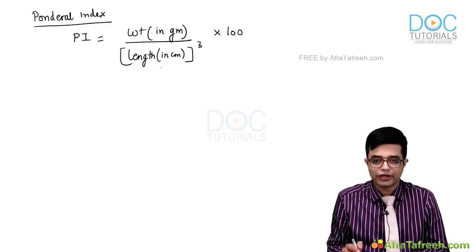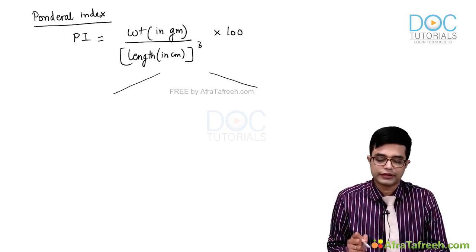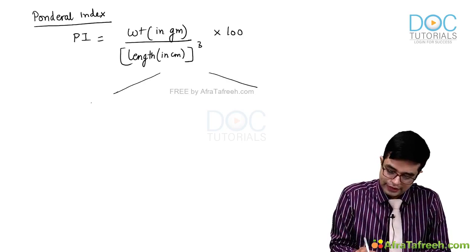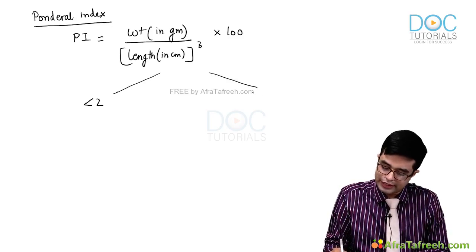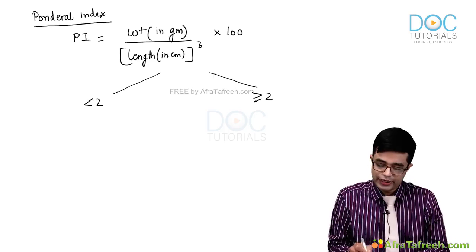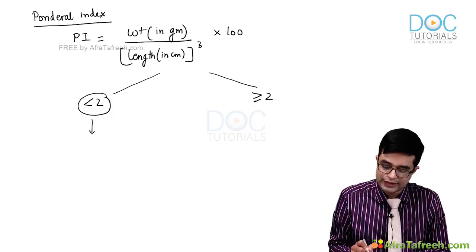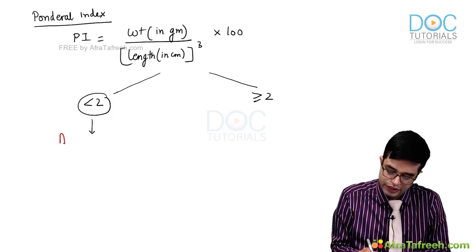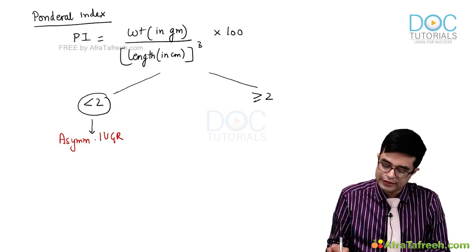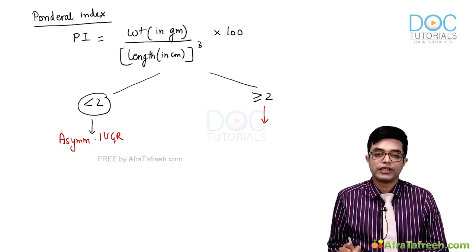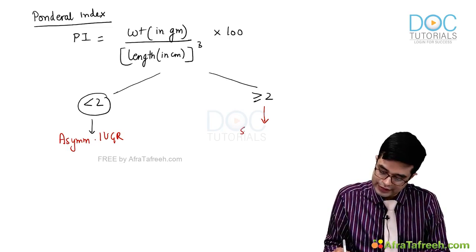When you calculate ponderal index, there can be two possibilities. Ponderal index is less than 2, and ponderal index is equal to or more than 2. If it is less than 2, this is seen in patients with asymmetrical IUGR. Whereas ponderal index equal to or more than 2 is seen in children with symmetrical IUGR.